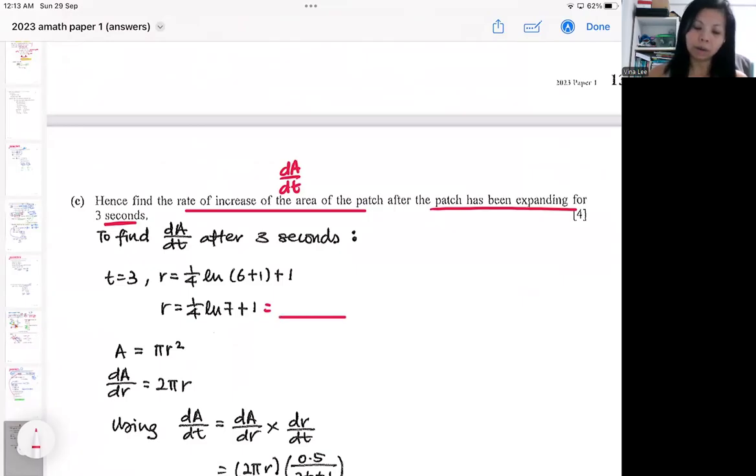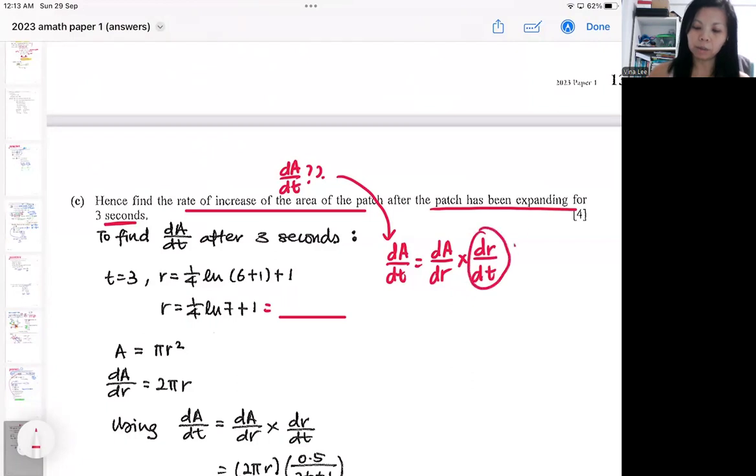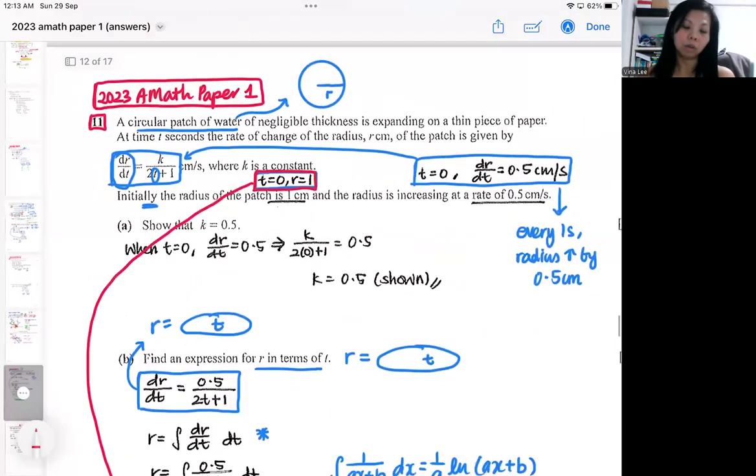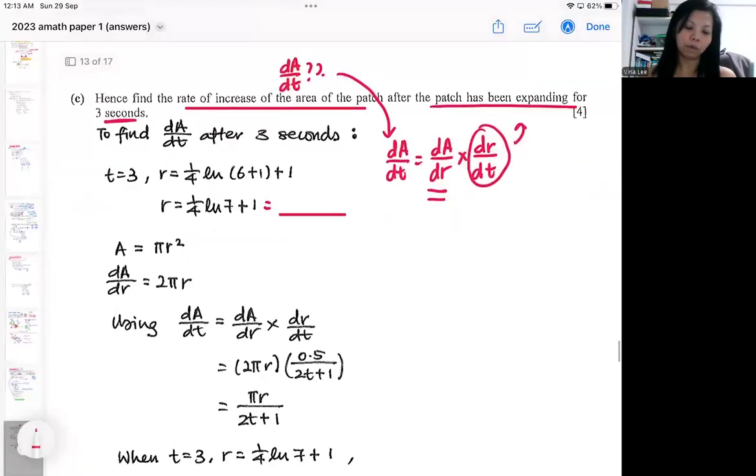So your job is to find this. So eventually, I'll be using my rate of change formula. So this is in the previous part. Now you only need to get dA/dr. dA/dr must come from the circular patch. So you must realize that you are dealing with a circle. You are dealing with a circle with radius r. So that's why you must come out with this in order to get your dA/dr.